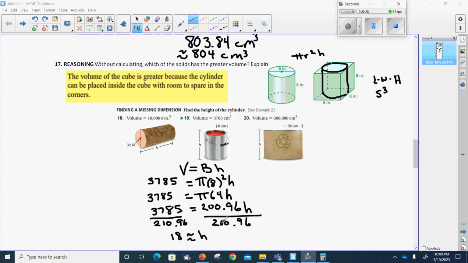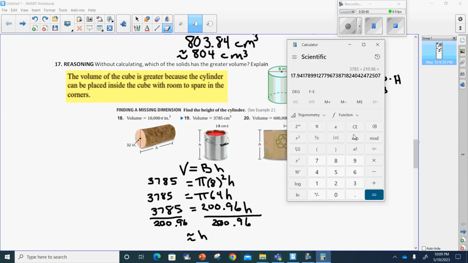I just realized something. I put a 1 over here. I thought that was a 1 anyways, but I know now it's a 0. It's going to make me recalculate this. Sorry about that. I'm pretty sure it's going to be close to the same number. Now let's try this. 3,785 divided by 200.96. All right. Now we have 18.8.